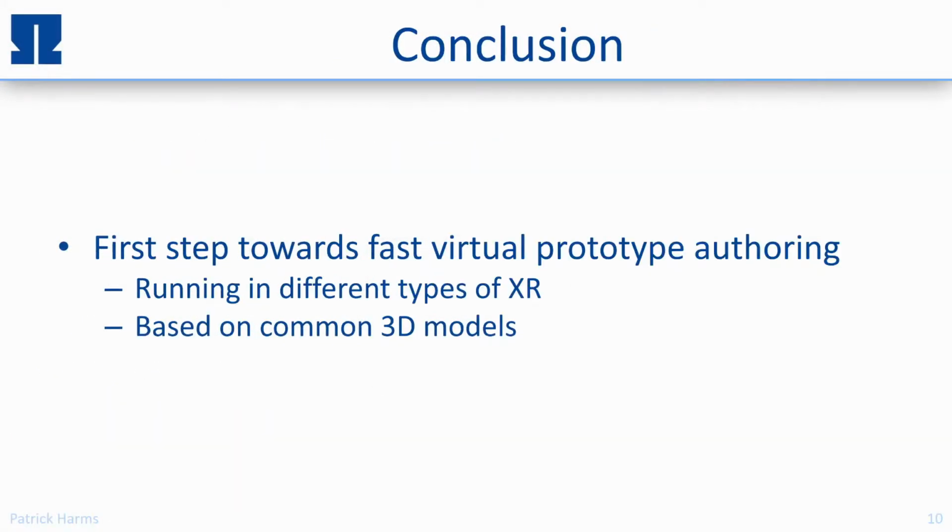So what we implemented with the Vivian Framework is a first step towards fast and efficient virtual prototype authoring. Our virtual prototypes can be run in different types of XR, and you can use as input basic and commonly used 3D models of virtual prototypes. You only need to extend them with one specification, and afterwards you can run them and interact with them in different types of XR.